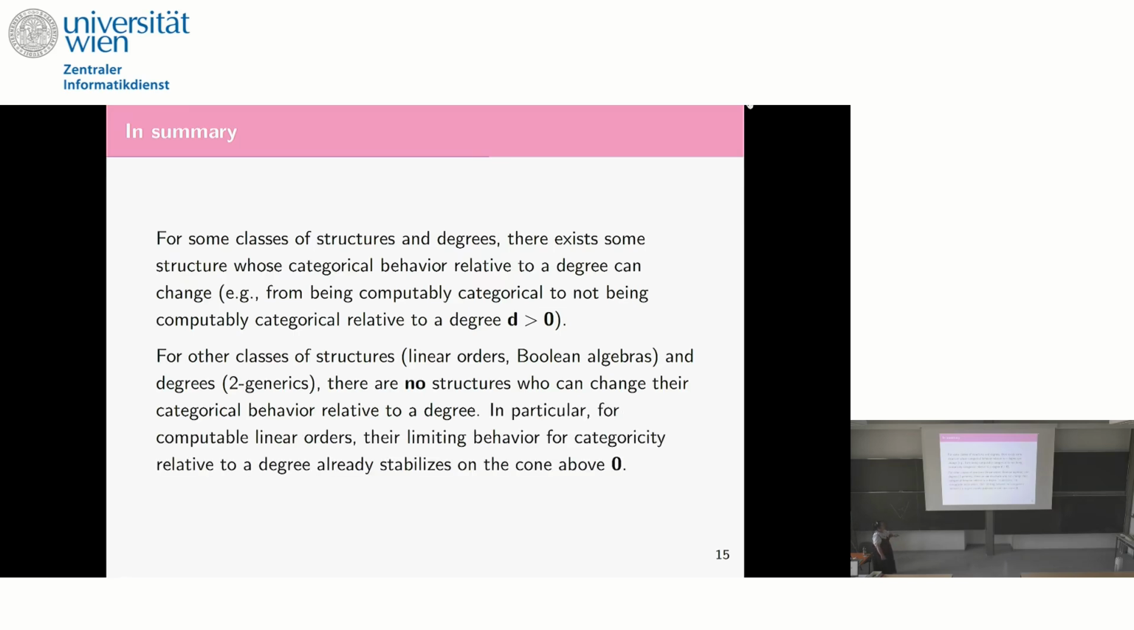And of course, I think I said this out loud, in particular for computable linear orders, their limiting behavior for categoricity relative to a degree already stabilizes on a cone above 0. Okay, so we know for every computable structure, their categoricity behavior stabilizes on a cone above 0 double prime, but at least for linear orders and Boolean algebras, it already stabilizes at the level of 0.